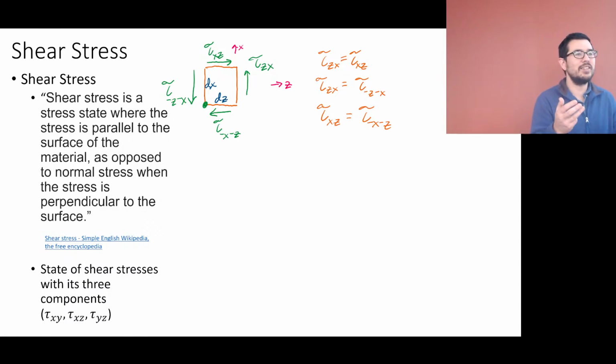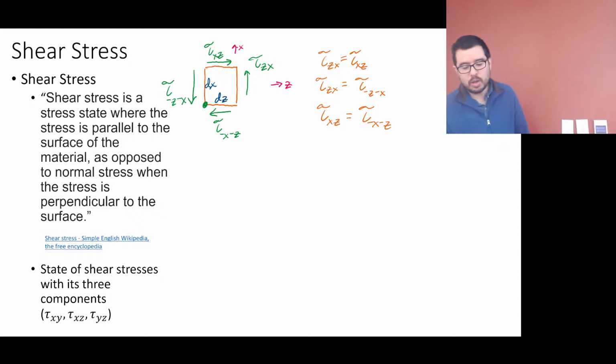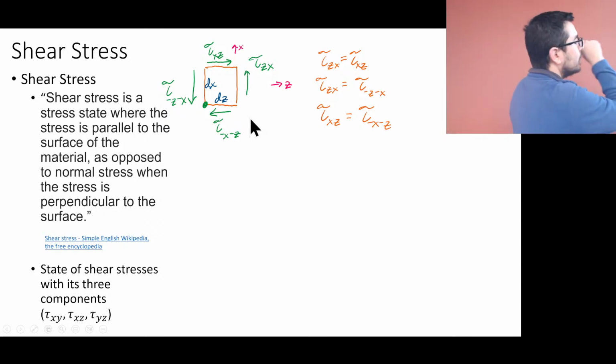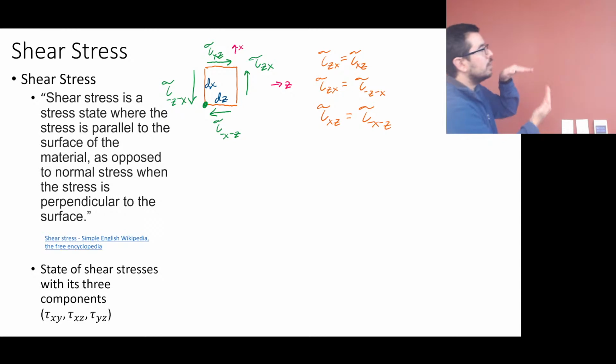But we draw them this way. This is the convention: right side up, top to the right. And once you get those two, you get the other two as well. And this is the convention for positive shear stress.